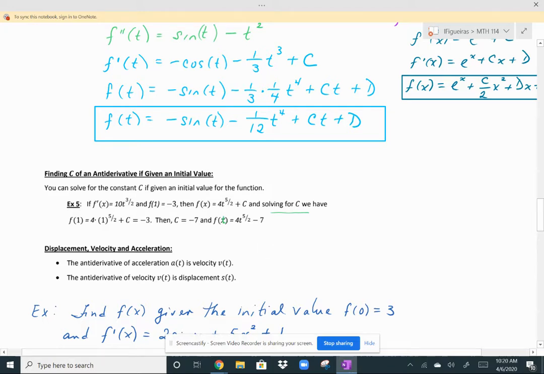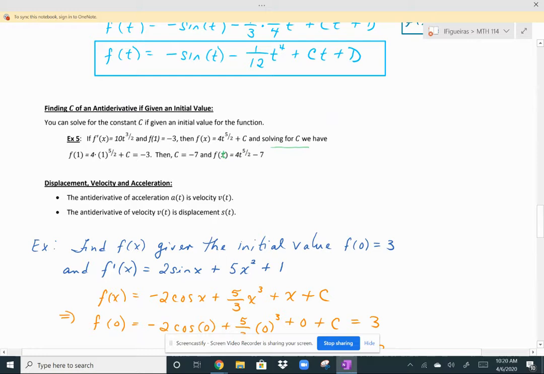All right, so let's move on. So this is a review of a concept that we've talked about before, except we're considering it in a different direction. We have displacement, velocity, and acceleration. So the antiderivative of acceleration is velocity. Remember, the derivative of a velocity is acceleration. Antiderivatives means you're going backwards. The antiderivative of velocity is displacement, which we usually call s of t.